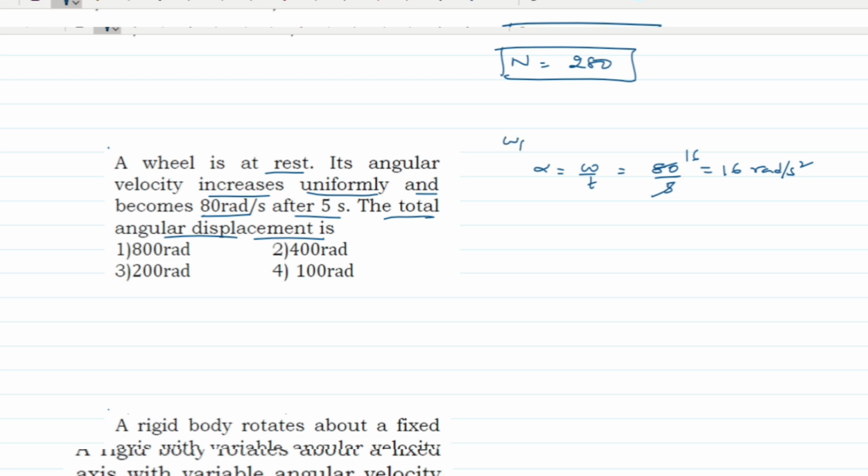Omega final equals omega initial plus alpha into t. This value will be 0, and here omega equals alpha into t. Alpha equals omega by t, then alpha value will be 16 radian per second square. Then the total angular displacement they are asking, theta equals omega initial t plus half into alpha into t square. So theta equals 0 plus half into 16, t square, in the sense 5 5s are 25, so 2 8s are 16, then theta value will be 200 radians.